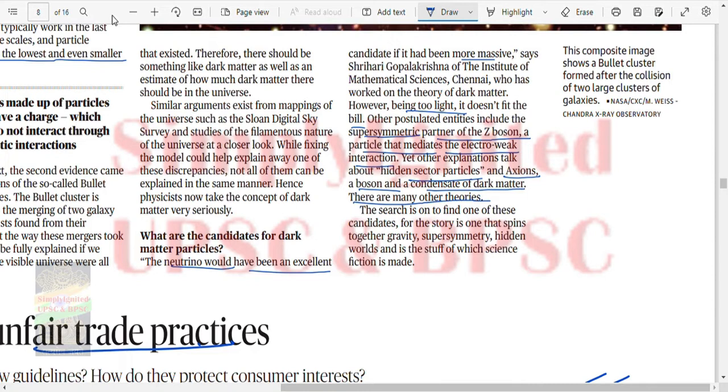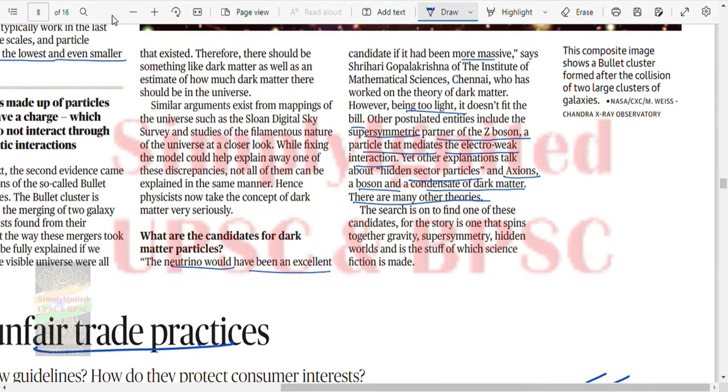The search is on to find one of these candidates, for the story is one that spins together gravity, supersymmetry, and hidden worlds, and is the stuff of which science fiction is made. Okay, so we have to understand one thing.